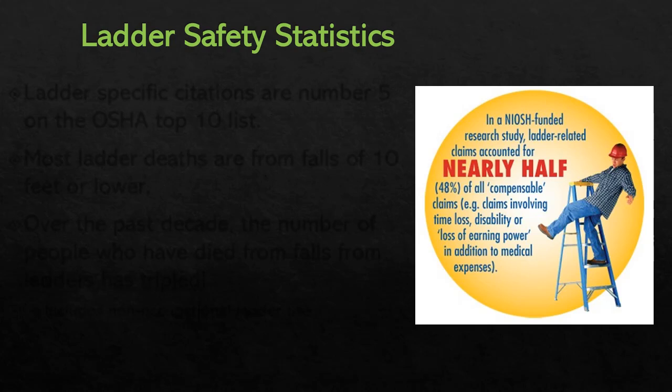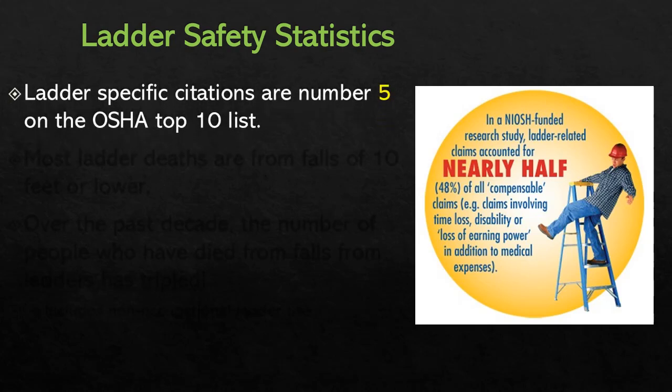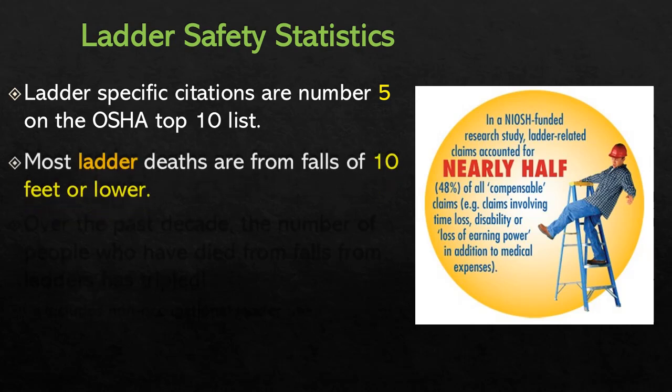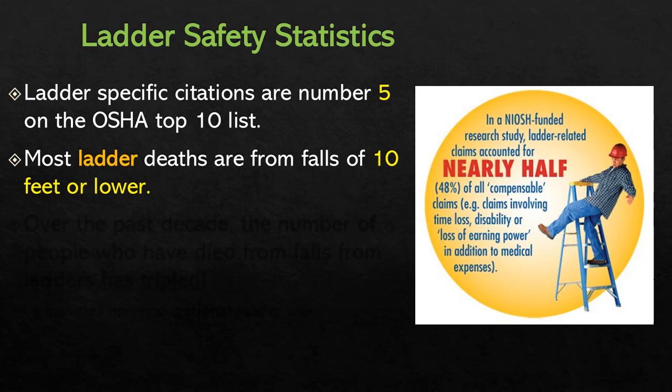Here are a few more interesting statistics. When we look at things that OSHA cites employers for, ladder-specific citations are number 5 on the OSHA top 10 list of most cited violations within U.S. workplaces. Most ladder deaths are not from falls from really great heights. Most of them are from falls of 10 feet or lower.